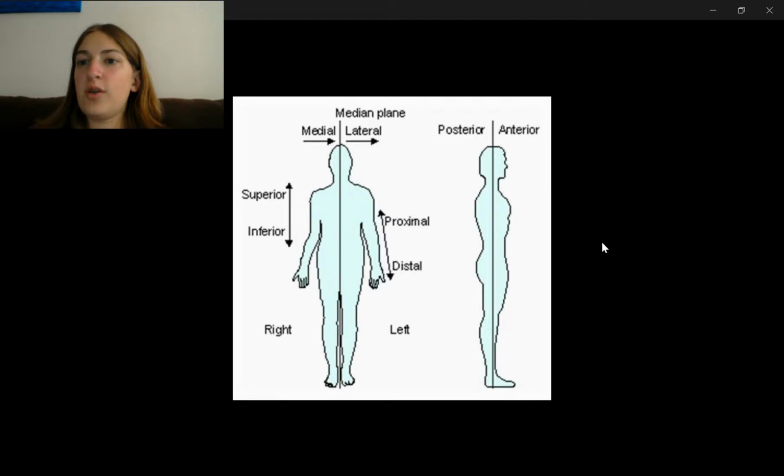There are a few other terms that are not mentioned on this page, mostly some obvious ones like external and internal. External is the outer, closer to the surface, so basically skin for the most part. Internal is inner, or further from the surface. So, for example, the heart is internal to the ribs and the sternum.